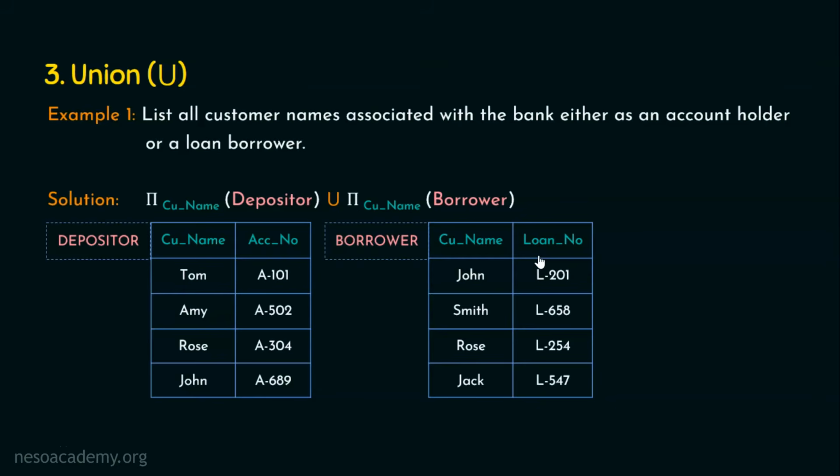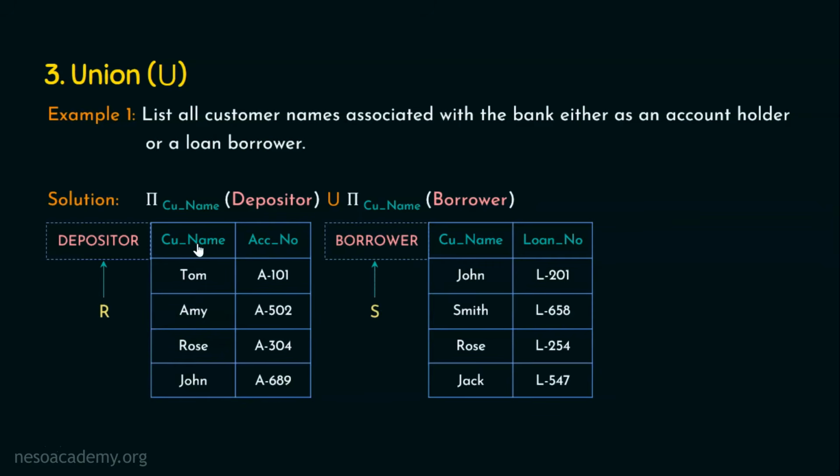Let's not touch upon that part now. For now, just understand we are not going to proceed with depositor union borrower. Rather, we are going to proceed with the projection of customer name from depositor, union, projecting customer name from borrower. It means I am going to do union only for these two columns. This one, union, this one. Let me give a naming convention for easy readability. Let this be R and let this be S.